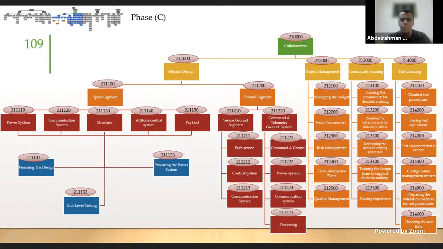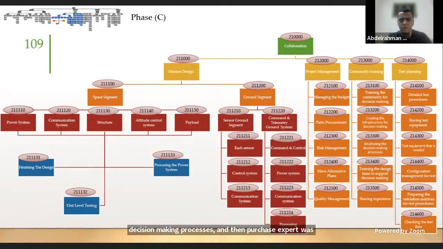on the ground. As for the project management, like any other project management team, we have focused on managing the budget and procuring supports, risk management, quality management, and of course, having alternative plans in case of any error. For community training, as the impact team said, we will focus on training the community for decision making and training the decision team to support the decision making. Then we will create the infrastructure and develop the decision making processes. And then we could share the experience with the community.